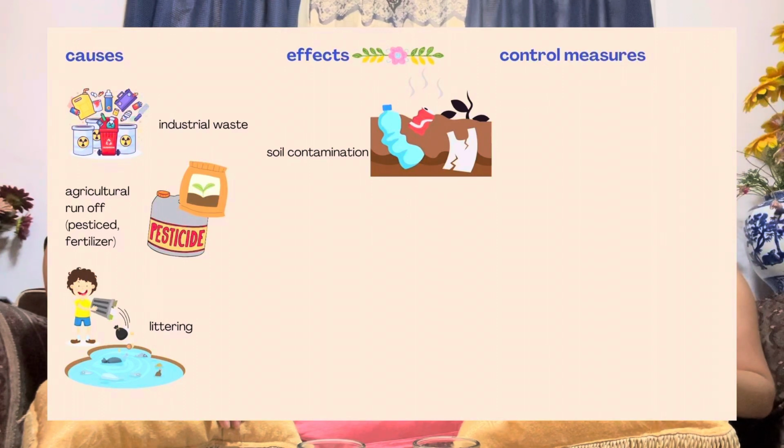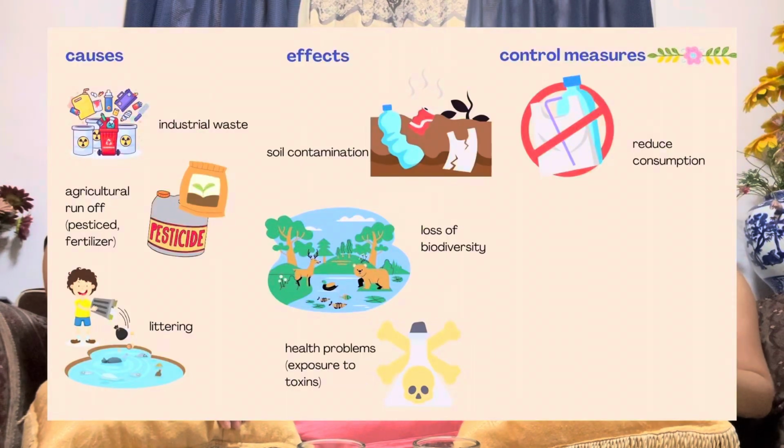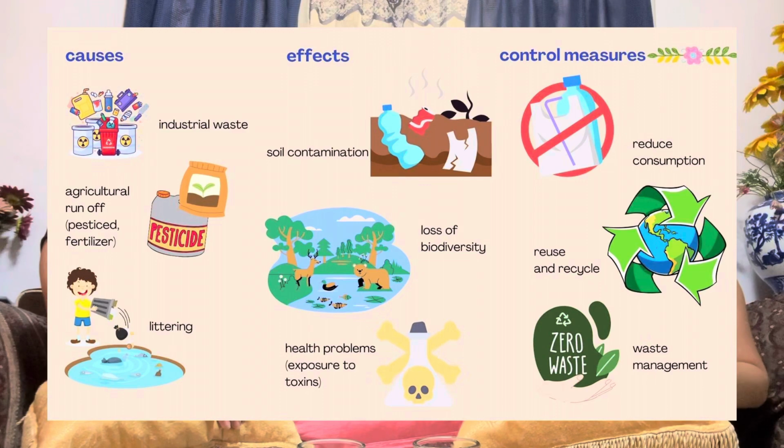So, for the effects, we have soil contamination, loss of biodiversity, and health problems due to exposure to toxins. And for the control measures, we have reduced consumption, reuse and recycle, and waste management.